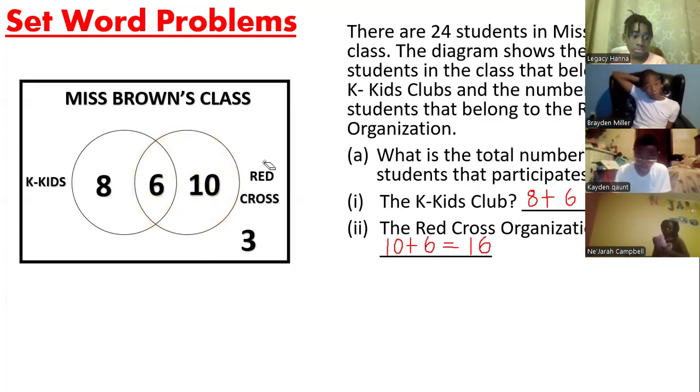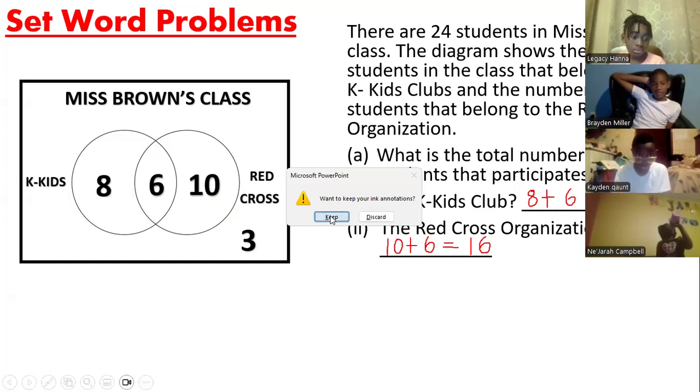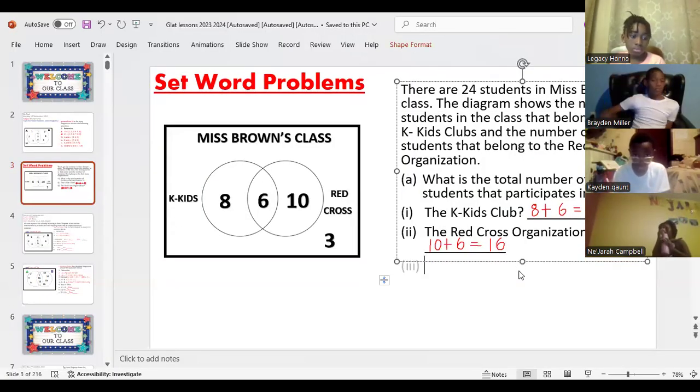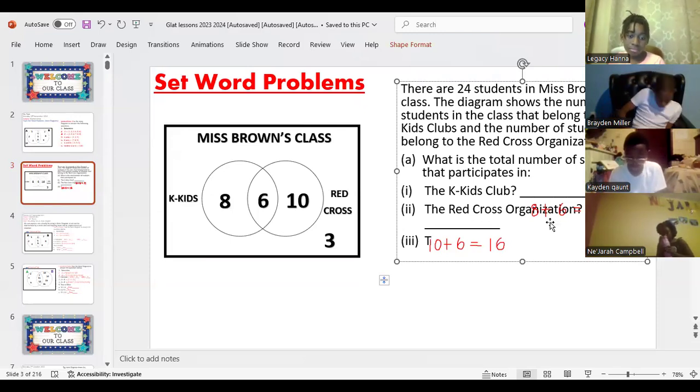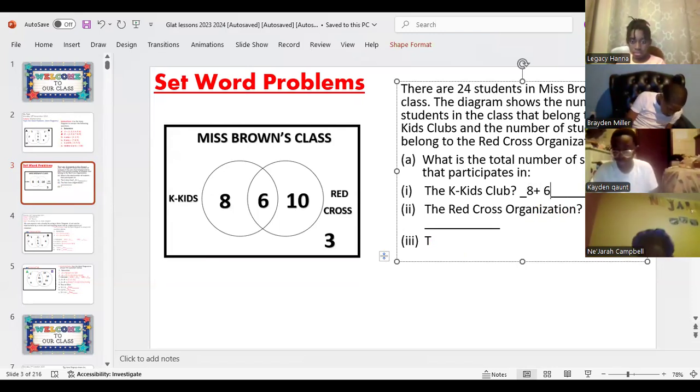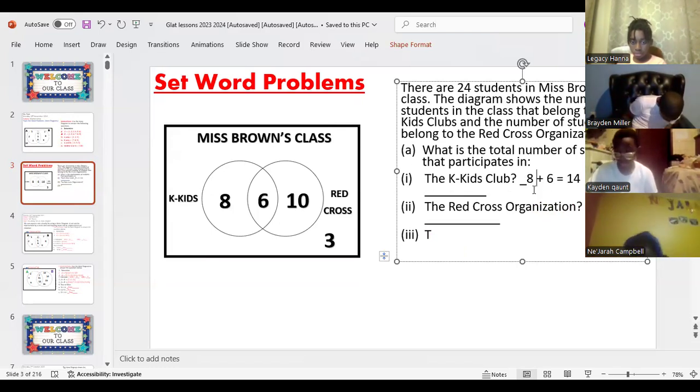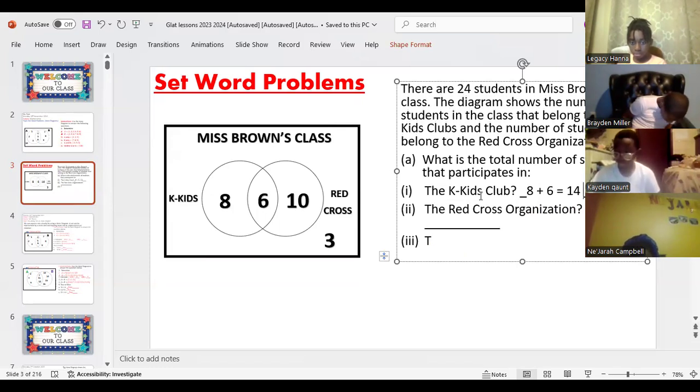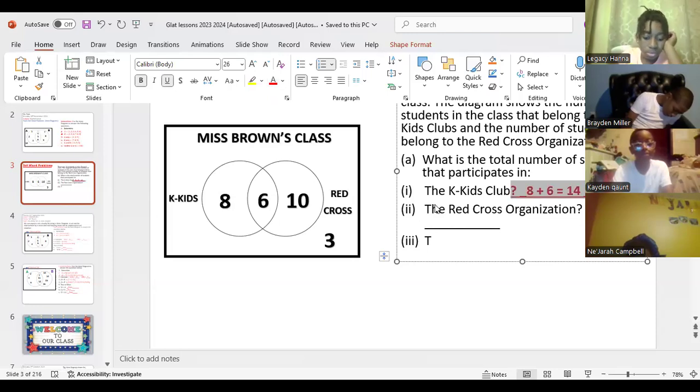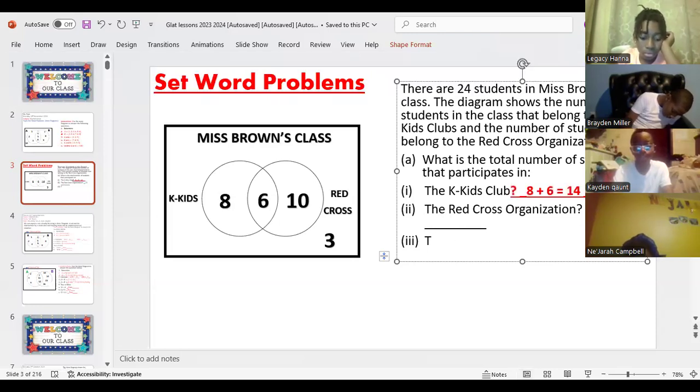All right. Next question. How many in K Kids? It's going to be 8 plus 6, which gives me 14, 9, 10, 11, 12, 13, 14. And we have 10 plus 6, which equals 16.